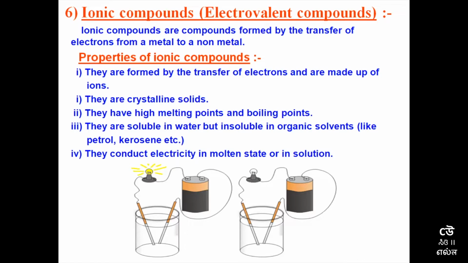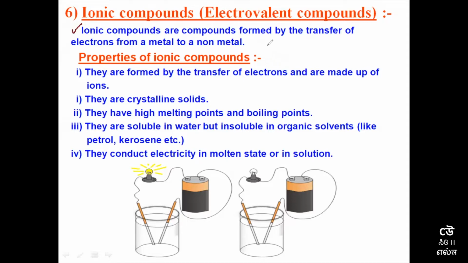electrovalent compounds. So, students, here the definition says that ionic compounds are those compounds which are formed by transfer of electrons from a metal to a non-metal.